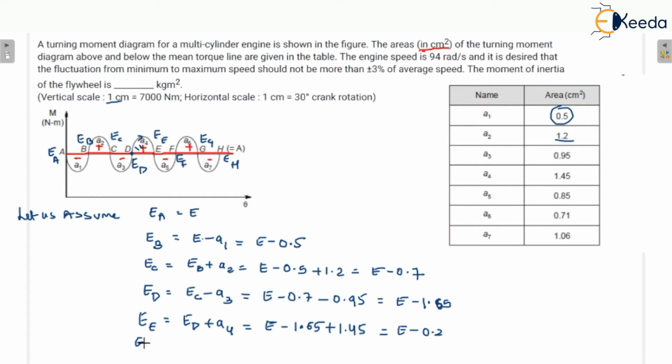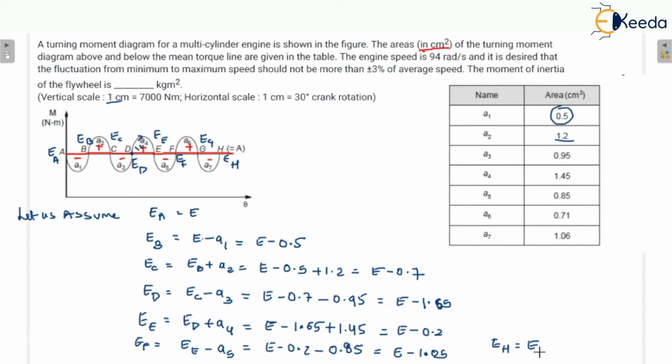Okay. Similarly, we can find out EF. That is nothing but EE minus A5. So that is EE minus A5, and EE is E minus 0.2. And what is the value of A5? You can see in the table, that is 0.85. When you calculate this, you will get E minus 1.05. Now you can calculate the remaining one here, that is EH.